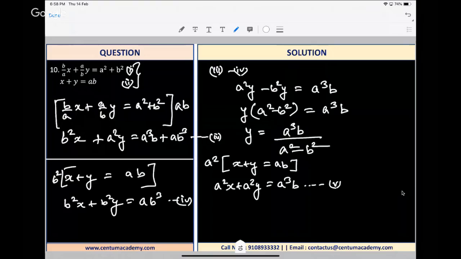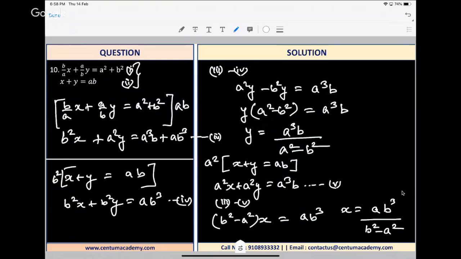Then how will you eliminate this? You will use 3 minus 5. So do 3 minus 5. What will you get? Clearly a square y is getting cancelled. So hence you will get b square minus a square times x is equal to, and a cube b will go, so it is ab cube. Hence x equals nothing but ab cube upon b square minus a square. So these are the two solutions. One is y equal to this.